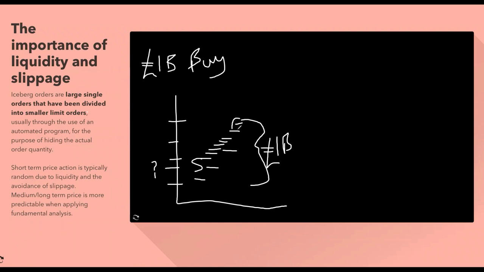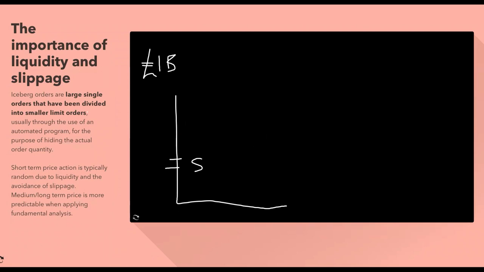By the time they get filled, they don't want to buy up here. That's not the way the game works. That could be 200-400 pips up. They want to buy at bargain prices, down here, but they need enough orders. So what they do is they scale in. They have to scale in, and how they scale in is basically by iceberg orders.